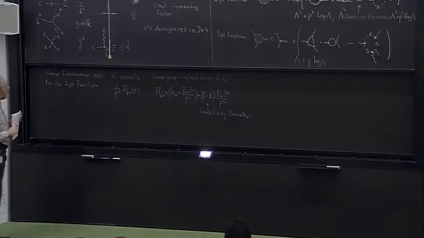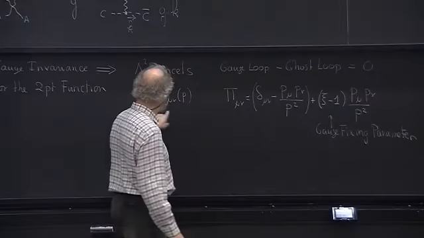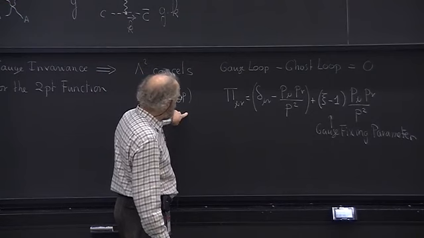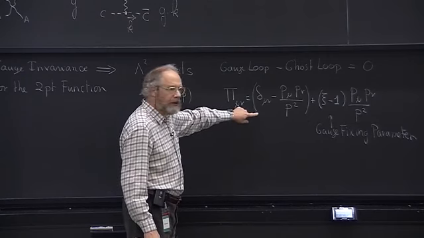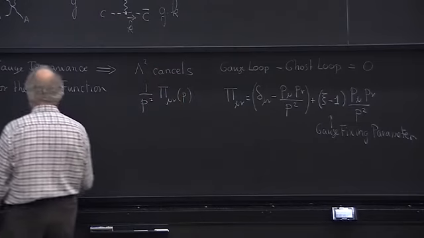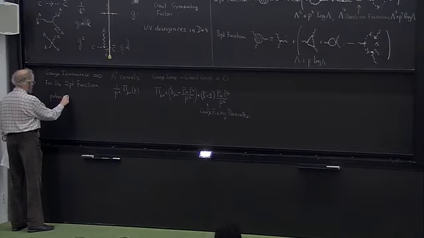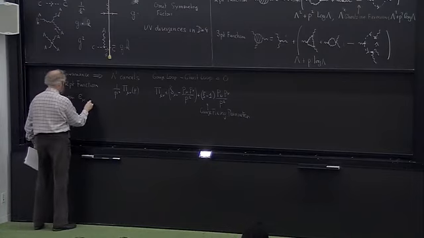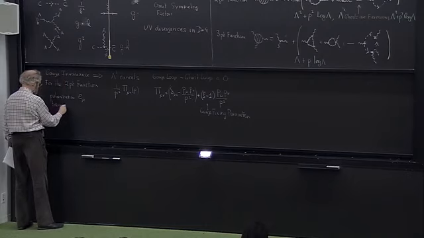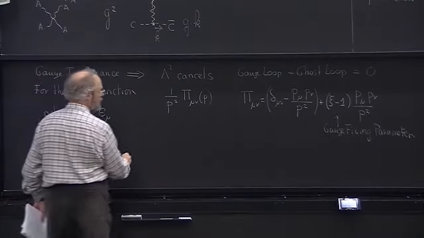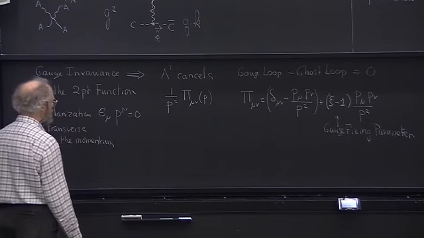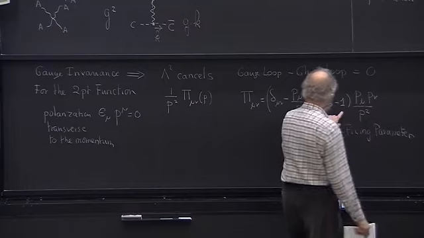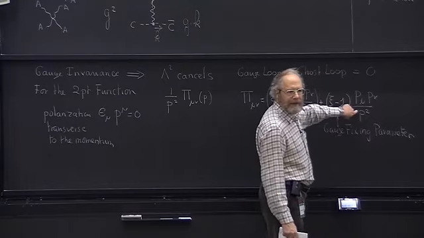Okay. And the important property of this P^{μν} is that when you consider a transverse mode, so if you consider a polarization ε^μ for the gauge field which is transverse to the momentum, so ε^μ p_μ = 0, then this doesn't depend on the gauge fixing parameter. So it's gauge invariant.